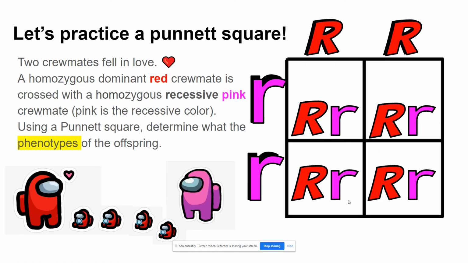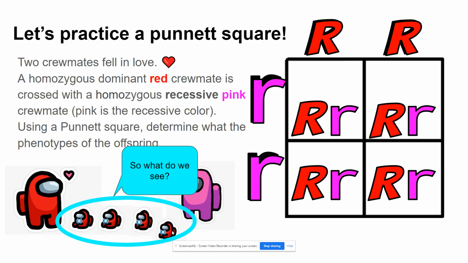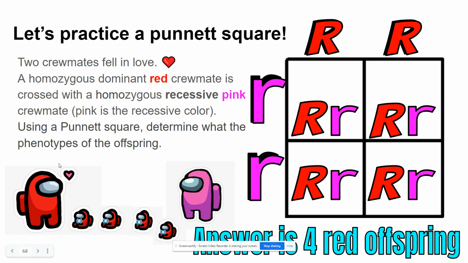But we need to figure out what the phenotype is. We're looking at what we see. So again, the 4 children, what do we see? Well, we see 4 red. So the result is that red is the phenotype. We have 4 red offspring. The answer is 4 red offspring. That's how you figure out the offspring and the phenotypes for these 2 crewmates, you guys.